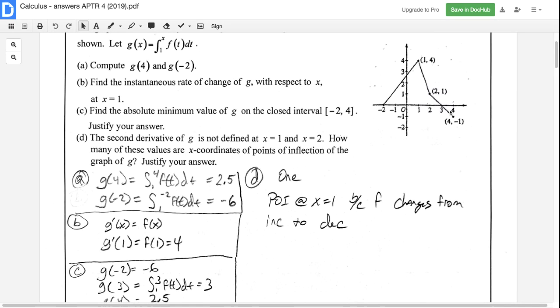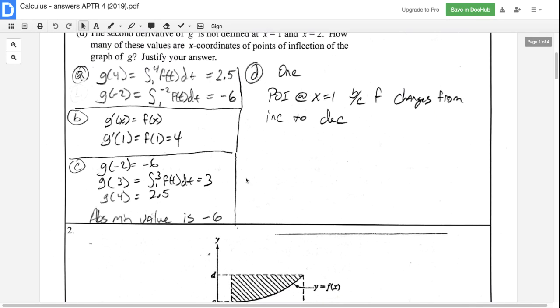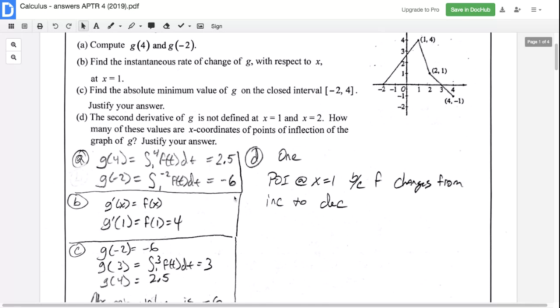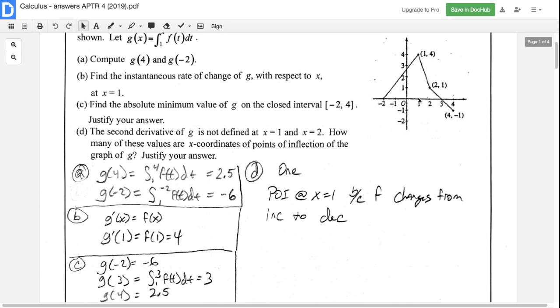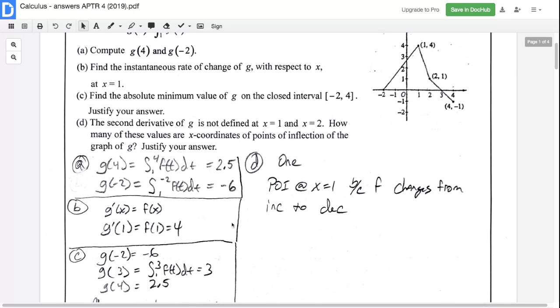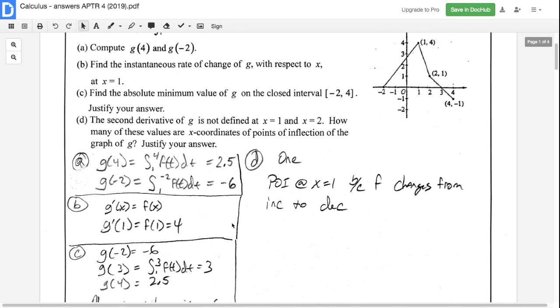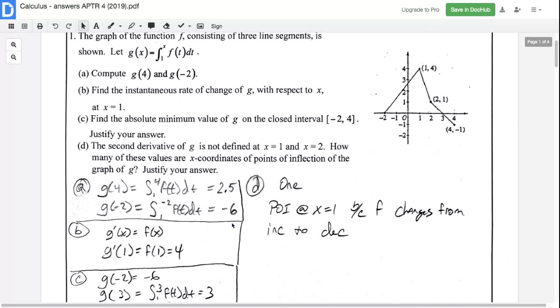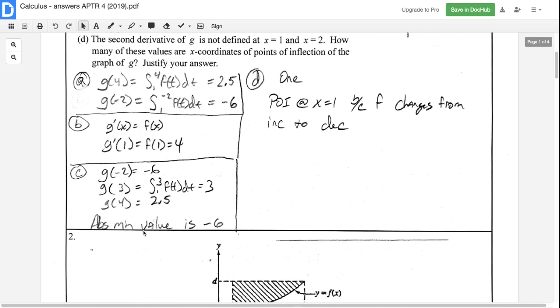I know that this and this cancel, so that means g of 4 is going to be the same thing as g of 2. And we said g of 2, whoops, I did something wrong. Where's g of 2? I thought we did g of 2. We did g of -2. We did g of 4. All right, that's what it was. G of 4, we already did g of 4. So g of 4 is equal to 2.5.